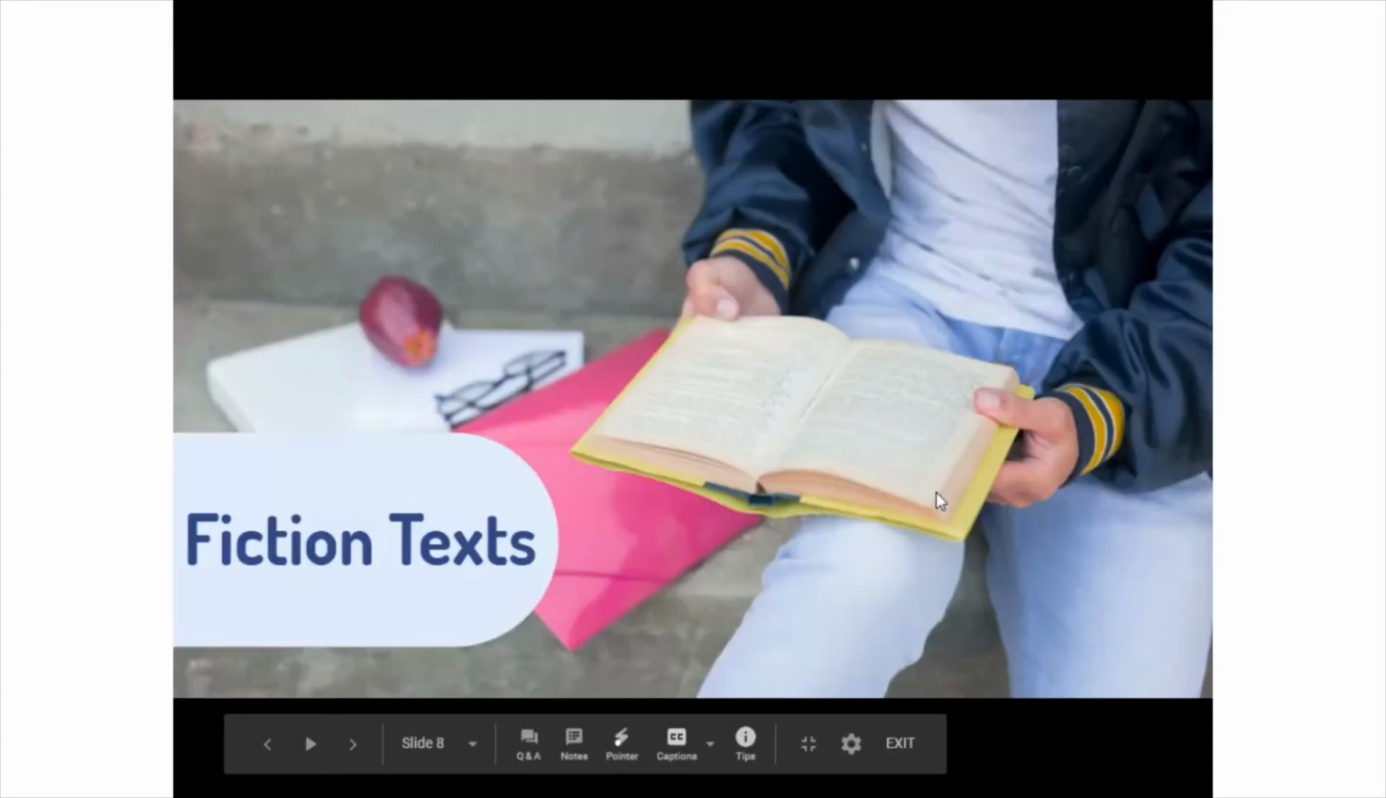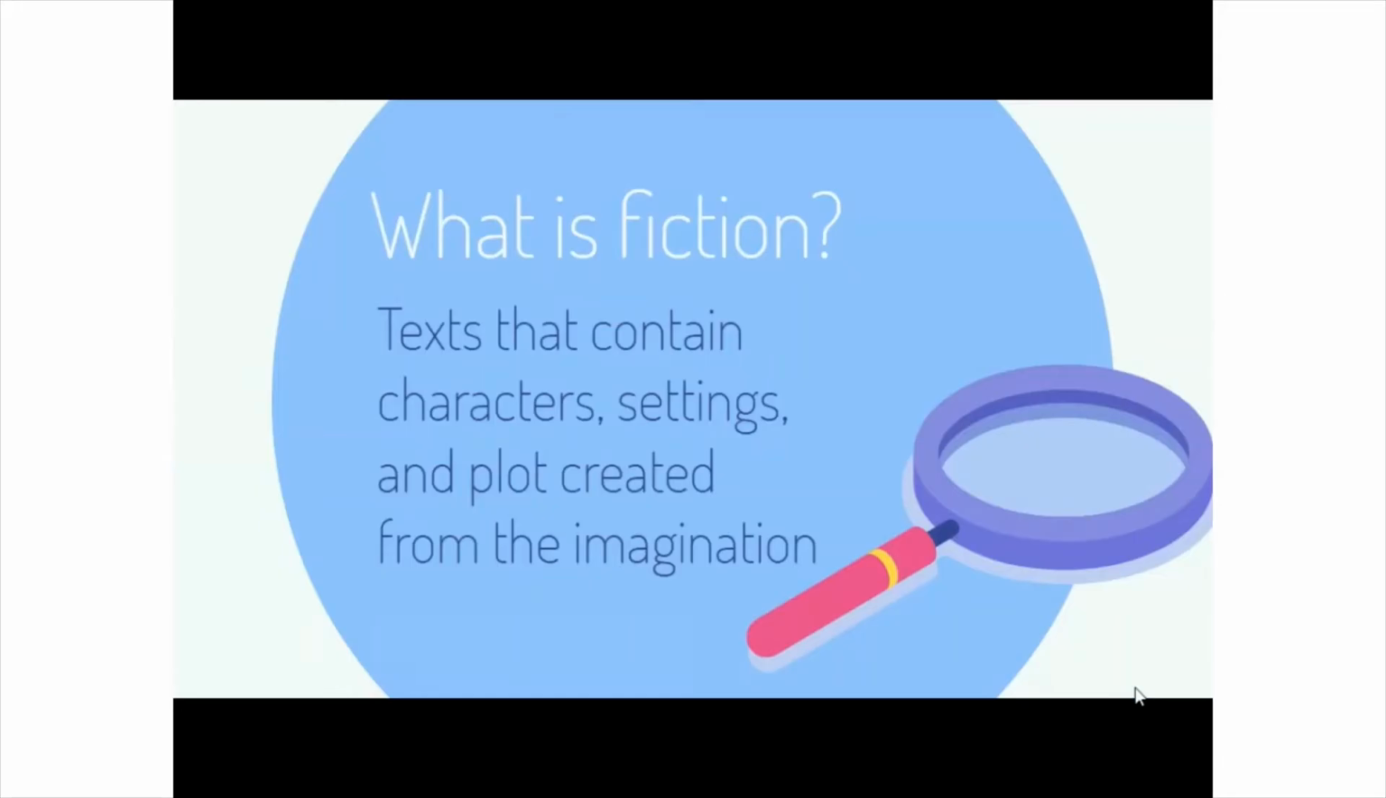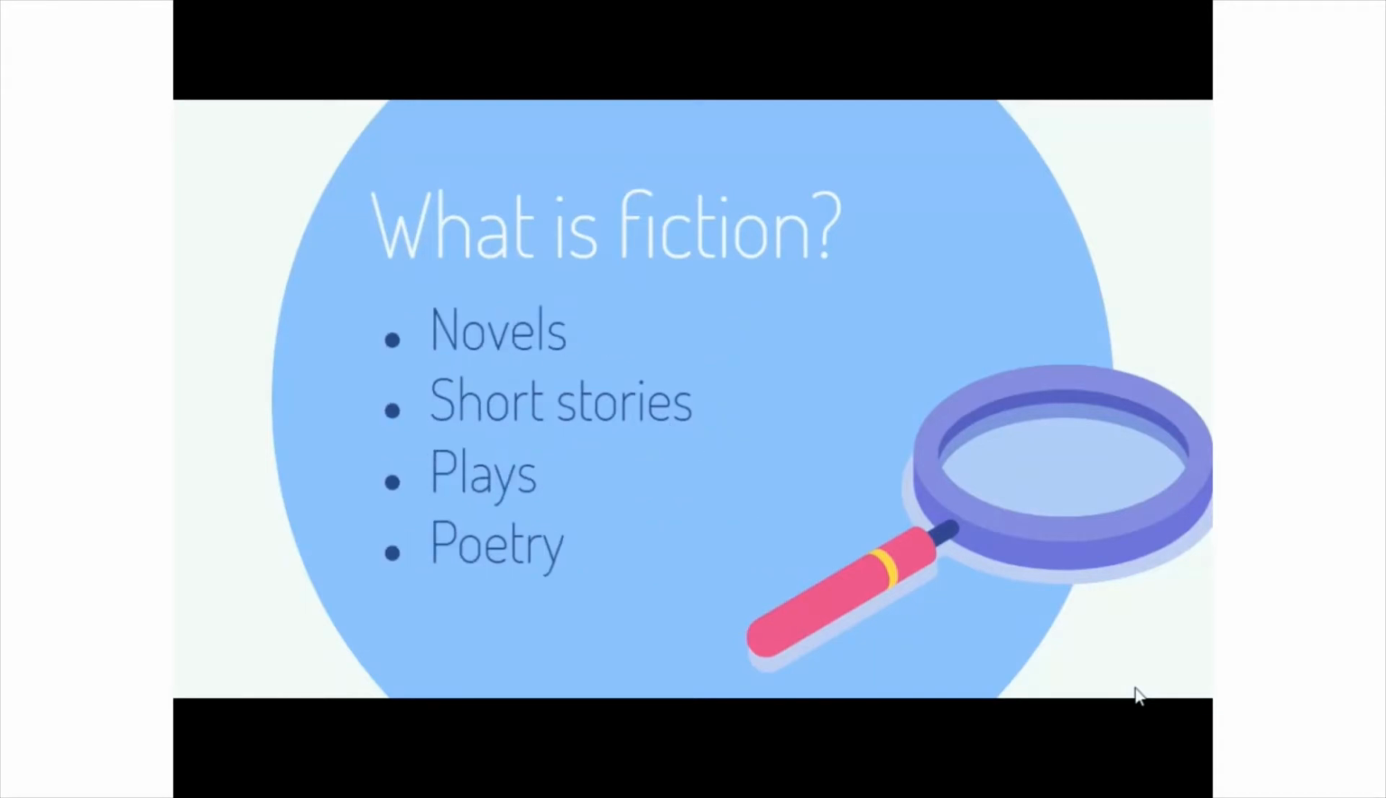Okay, so let's talk about fiction text, the types of text. And if you want to write this down, you can. I already gave you this definition. Fiction is like fake. It contains characters, settings, and plot created from the imagination. Here are the 4 different types that you'll see on the STAR test.